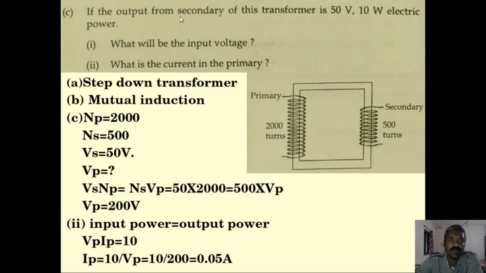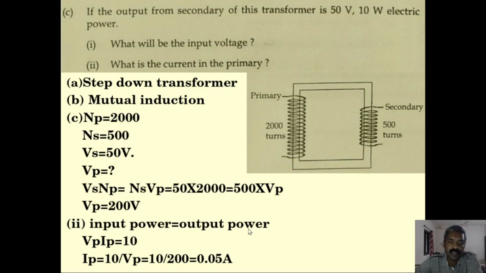Okay, next one. If the output from the secondary of this transformer is 50 volt, 100 watt electric power, what will be the input voltage? Okay, the transformer equation is Vs/Vp = Ns/Np. Here we have given Np is equal to 2000, Ns is equal to 500, Vs is equal to 50, and what is Vp? Here Vp is equal to 50 into 2000 divided by 500, which is equal to 200 volts.